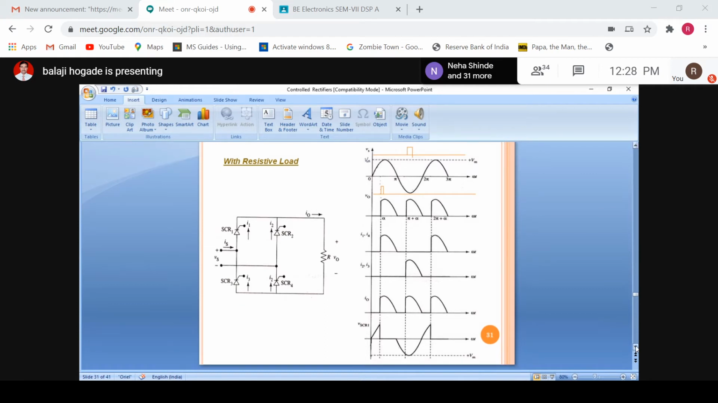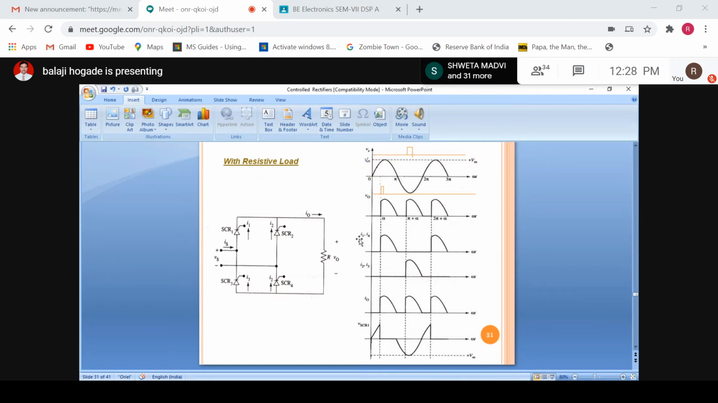The rest, you can draw voltage across SCR4. It will be opposite of this because opposite polarity voltages are applied across SCR1 and SCR4. Here the cathode of SCR4 is connected to the negative terminal. That means it is at highest negative potential. That's why it is forward biased.